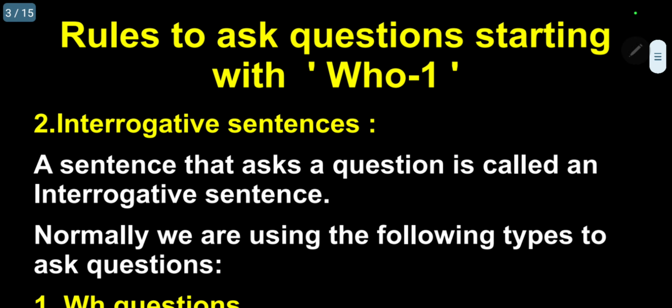Now, as we have already discussed, whenever we want to raise questions, there are only three types. We call them interrogative sentences. Normally, there are four types of sentences: simple, interrogative, imperative, and exclamatory. Under the interrogative sentences, there are three types. Let me discuss. Kindly follow me.